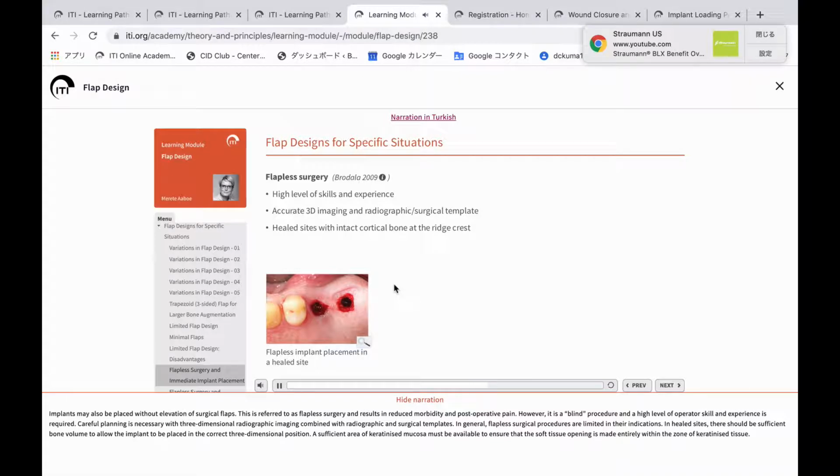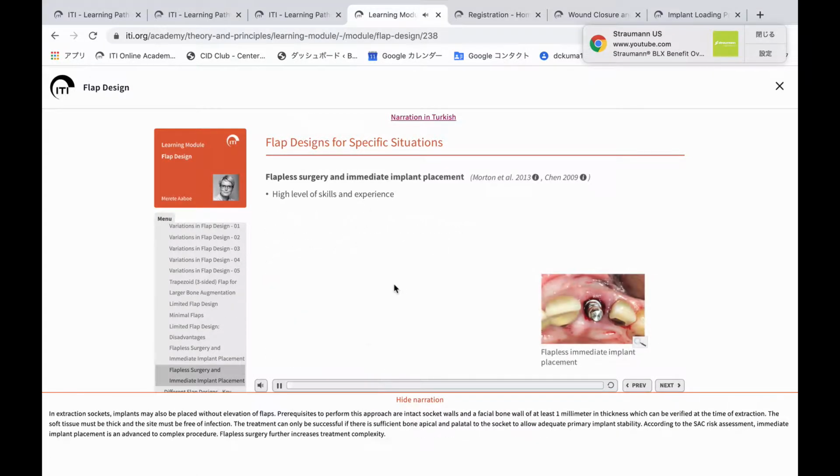In healed sites, there should be sufficient bone volume to allow the implant to be placed in the correct three-dimensional position. A sufficient area of keratinized mucosa must be available to ensure that the soft tissue opening is made entirely within the zone of keratinized tissue.